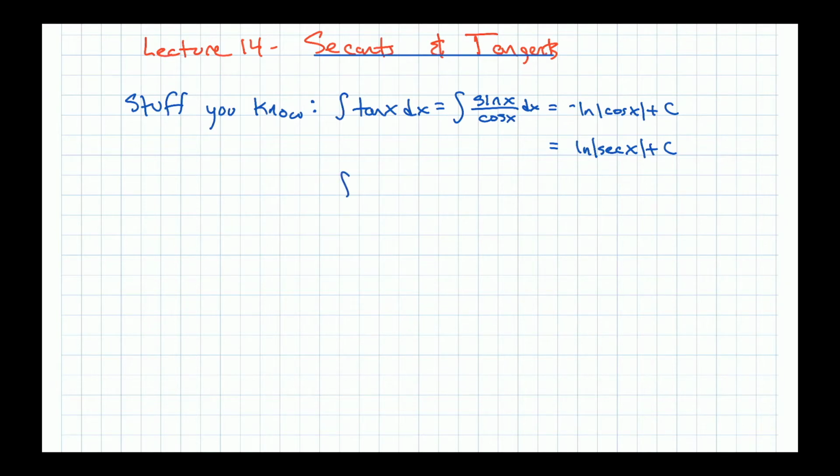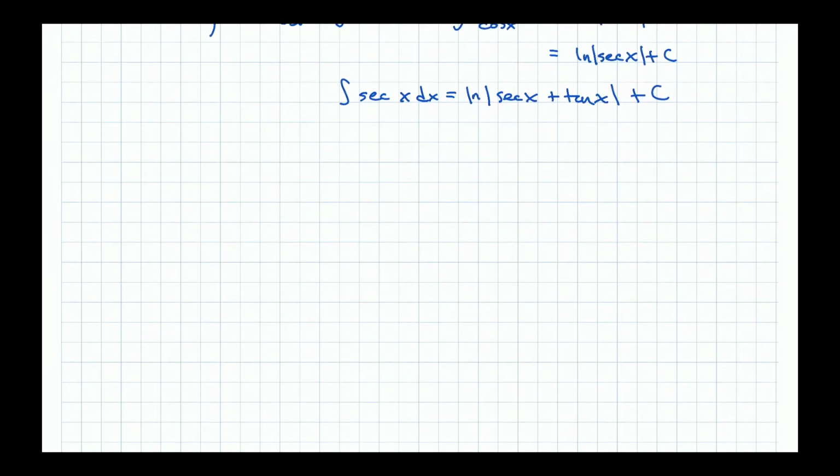Also, you should know the integral for secant squared x dx. Actually, I want to do this one first. The integral of secant x dx, we learned about the same time that we learned the previous one. I'm not going to show you all the work right here, but it was the natural log of the absolute value of secant x plus tangent x plus c. It takes some work to get there, but you can get there.